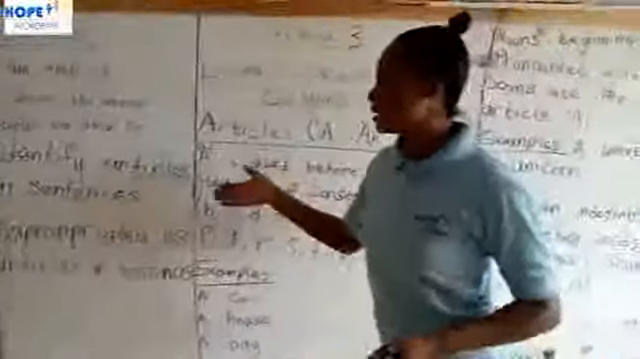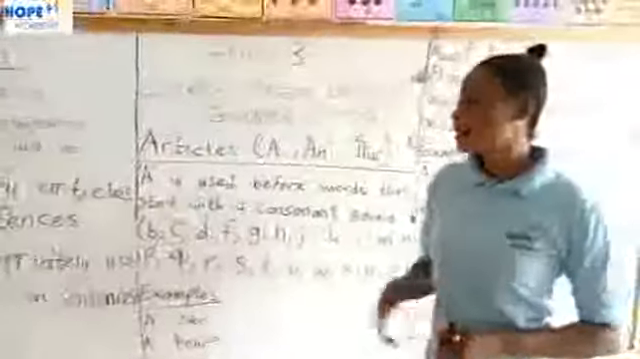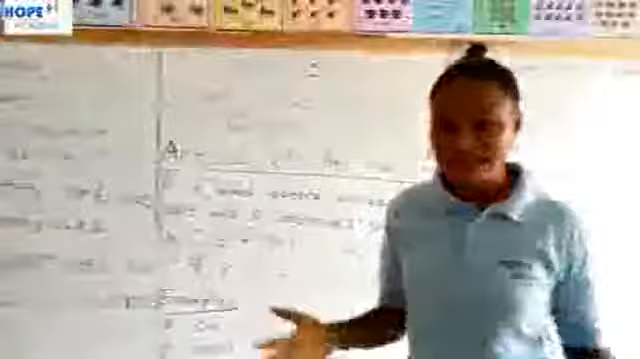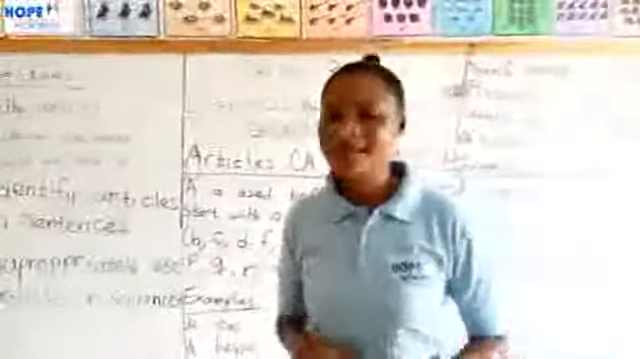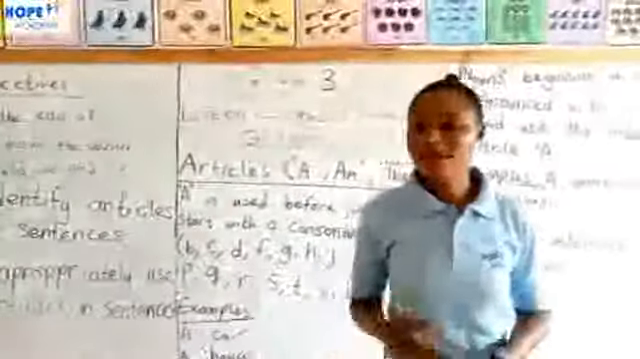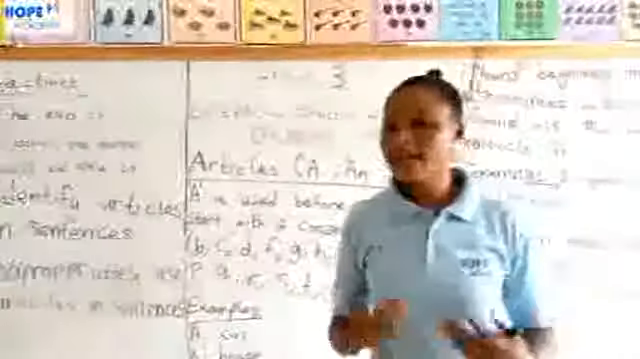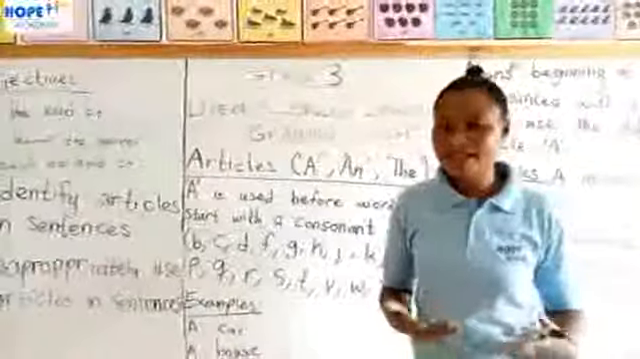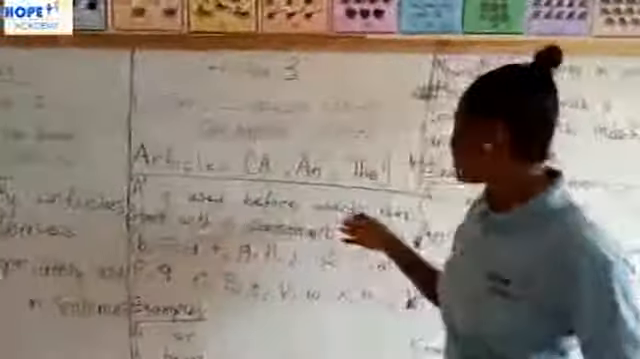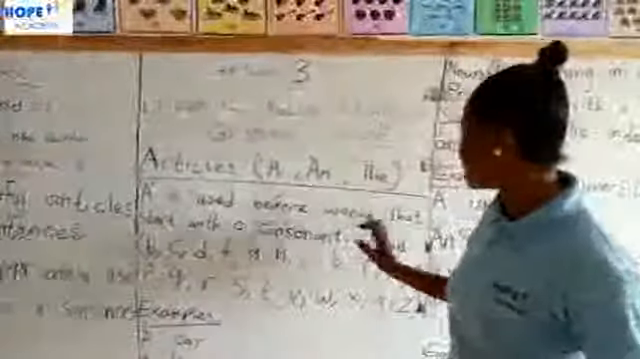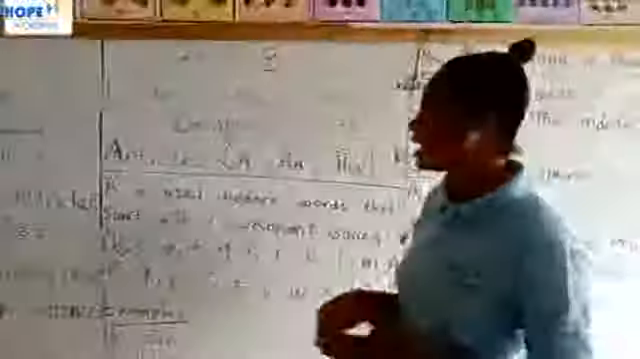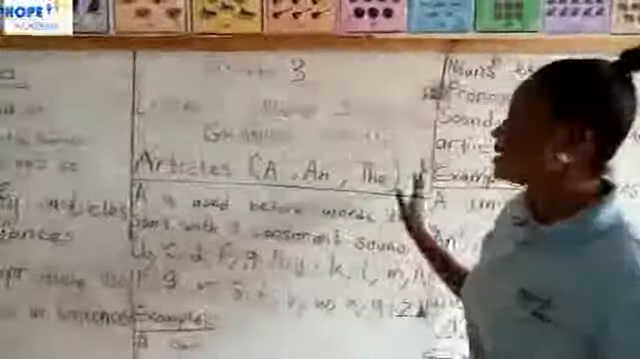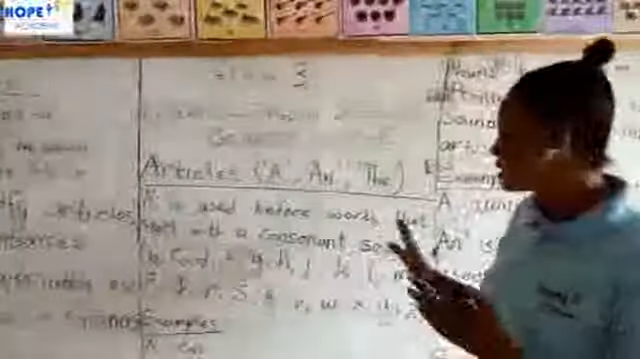Now, let's start with the article a. The article a is an indefinite article. Why do we say that it's an indefinite article? Because it doesn't describe a particular noun. So let's look at it. A is used before words that start with a consonant sound.